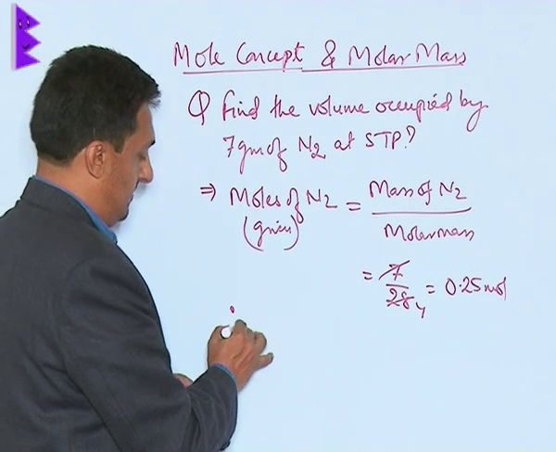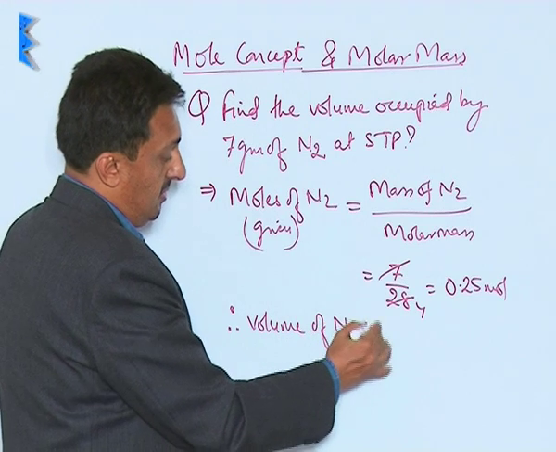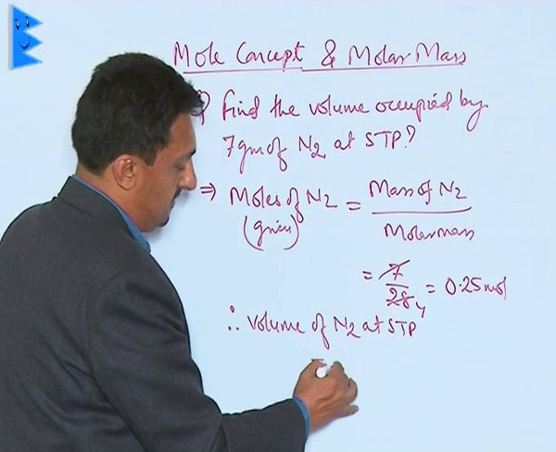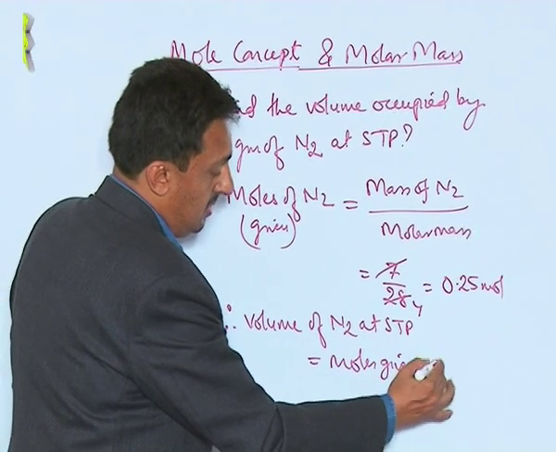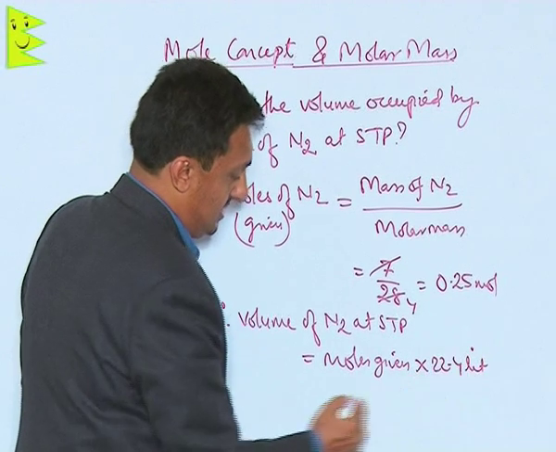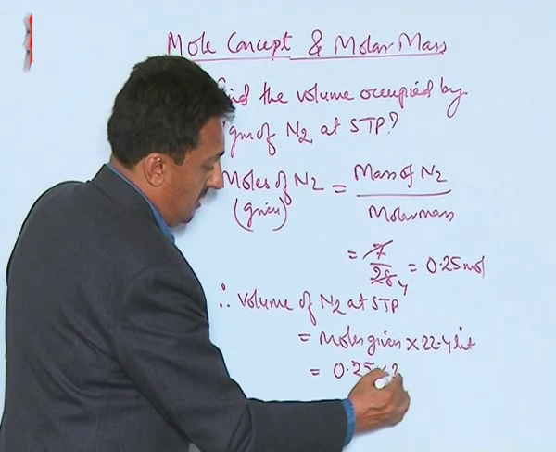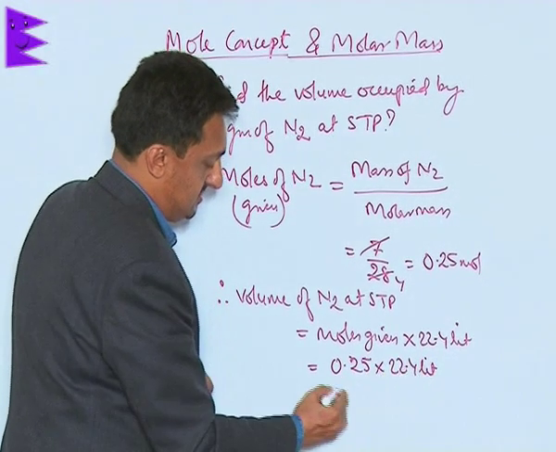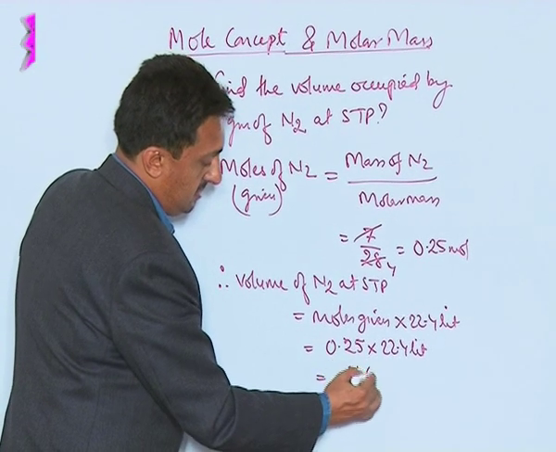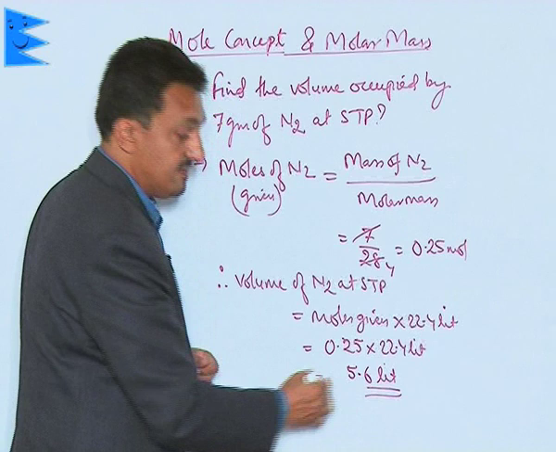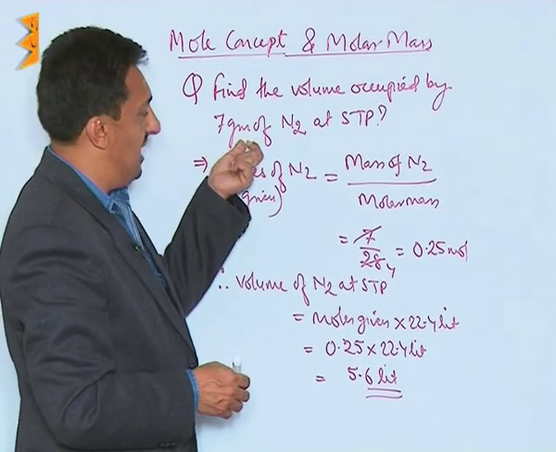Now therefore, volume of nitrogen at STP will be moles given into 22.4 liters. It will be 0.25 into 22.4 liters. It will be 5.6 liters.